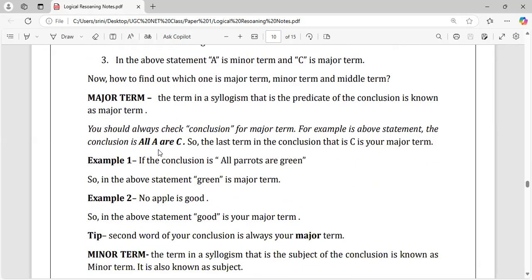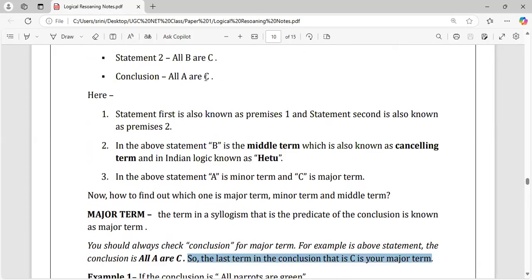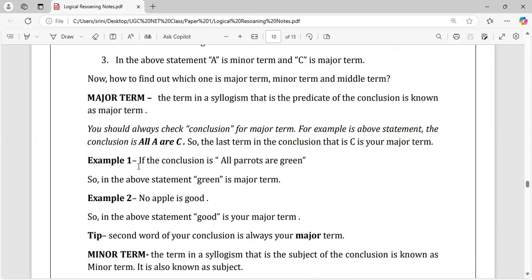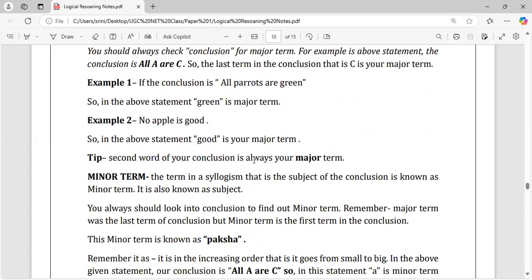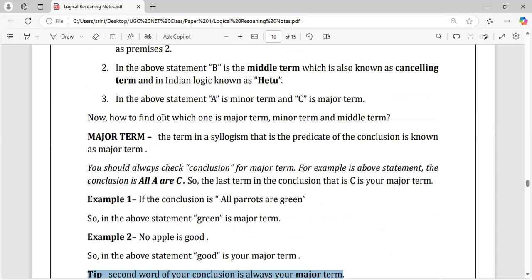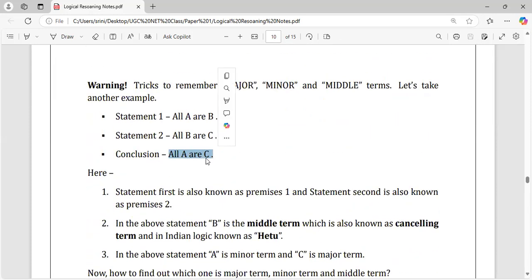The term in a syllogism that is the predicate of the conclusion is known as the major term. You should always check the conclusion for the major term. For example, in the above statement, the conclusion is all A are C. So the last term in the conclusion, C, is the major term. If the conclusion is all parrots are green, then green is the major term. In no apple is good, good is your major term. The second word of your conclusion is always your major term.